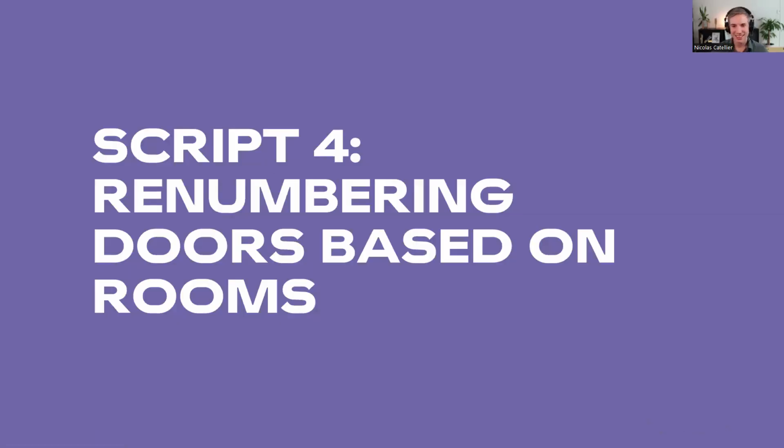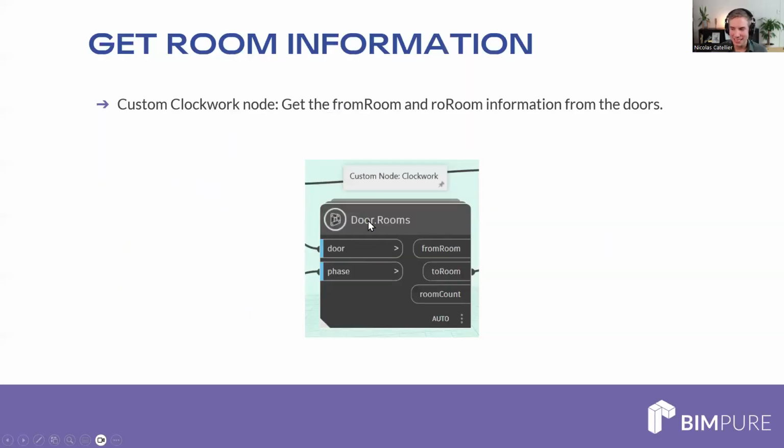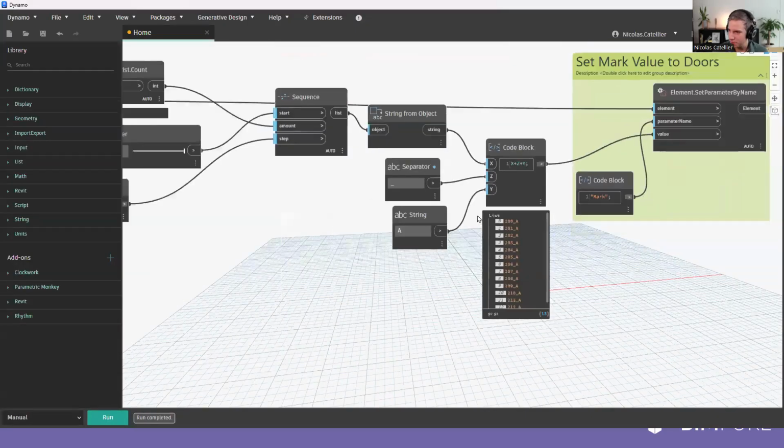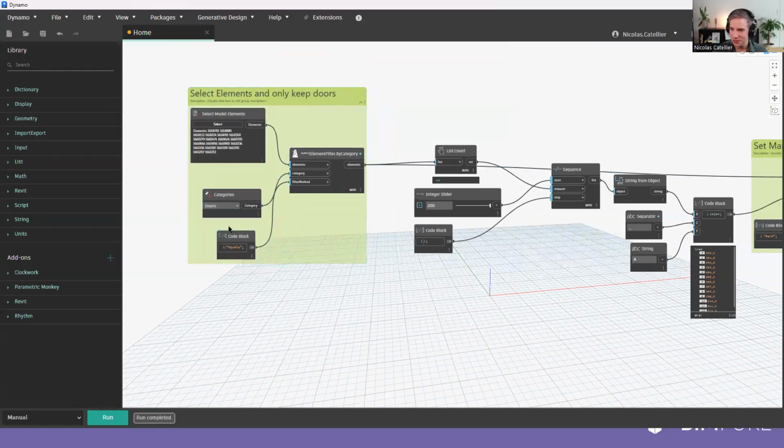That's good. Okay, so that's a bit boring because it's just a random number and it's not based on any information in Revit. So the next script is going to be with doors again, except that in this case, we're going to play with information from the rooms. So it's actually going to refer to a good value.